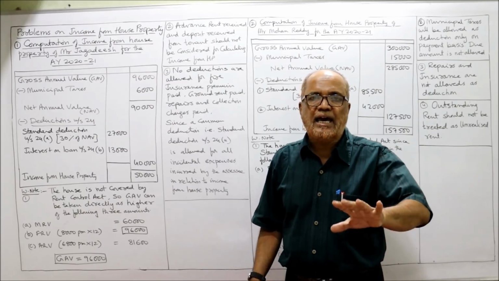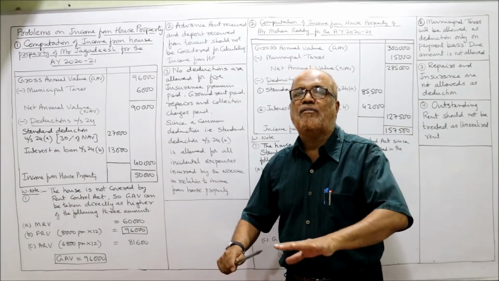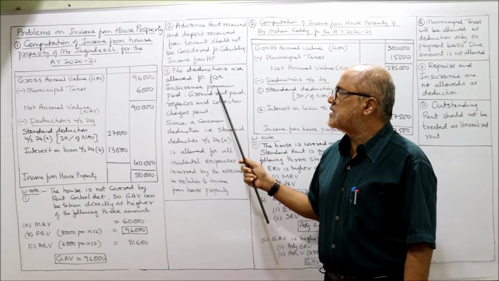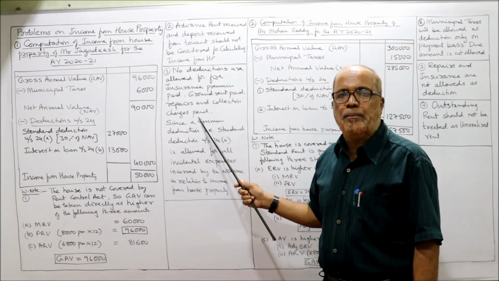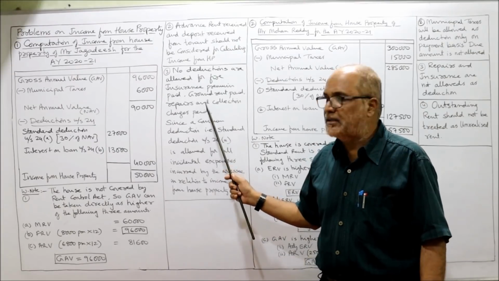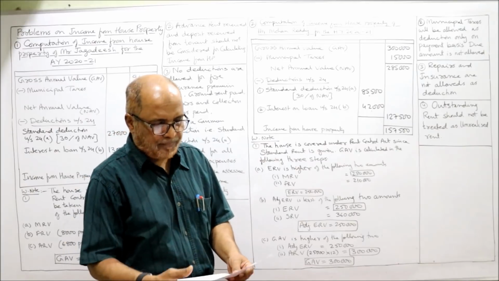So don't ask for any other deduction. The Income Tax Act says we have given one deduction which covers everything. So no deduction will be allowed for this insurance premium paid, ground rent, repairs or collection charges. Not only in this problem, in every problem you have to write this. That's all. The first problem is completed. Now see the second one.